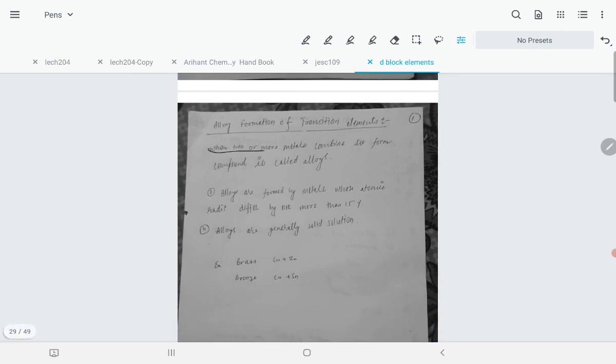Alloy formation. When two or more metals combine to form a compound, it is called an alloy. Alloys are formed by metals whose atomic radii differ by not more than 15%. Alloys are generally solid. Bronze.